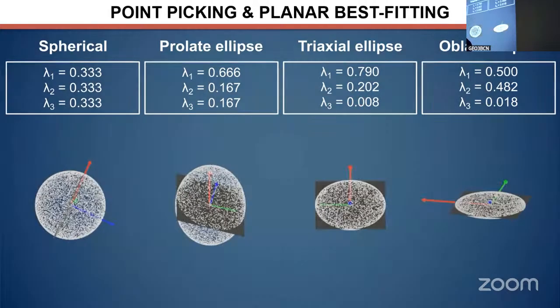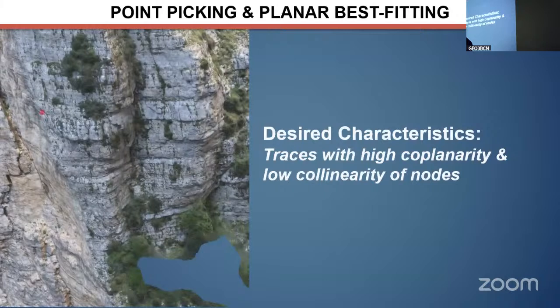So, having this in mind, the desired characteristics of the trace that we want to map are high coplanarity, so all the points must lie along a plane, and low collinearity. We don't want the points to be aligned along a line, because there is an infinite number of planes that pass across a line.